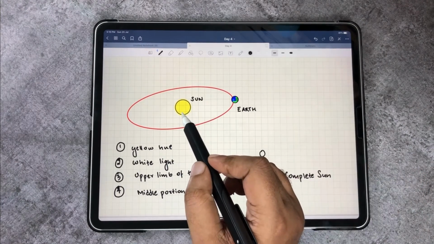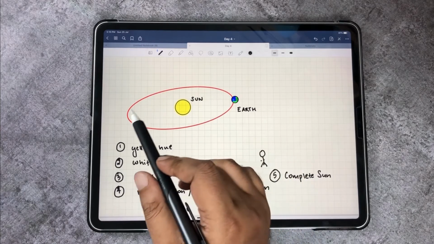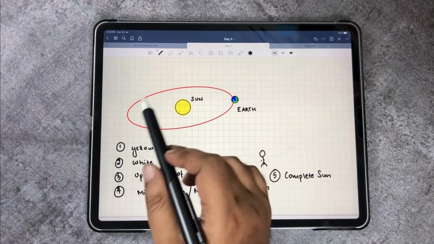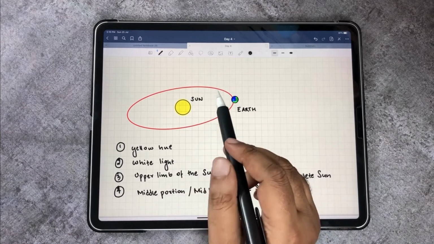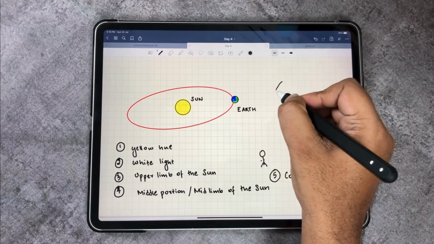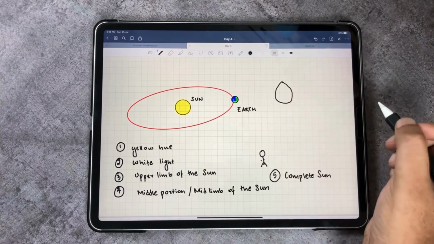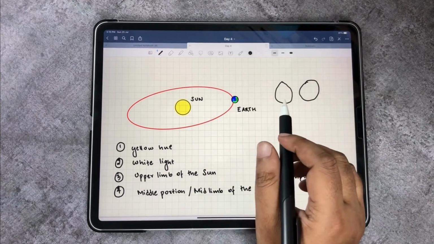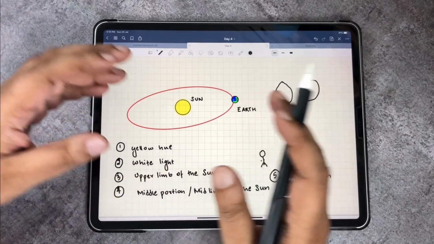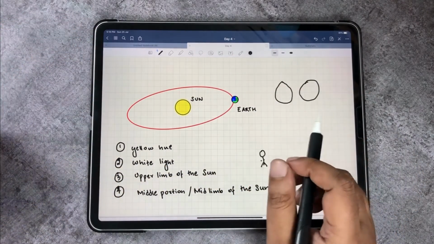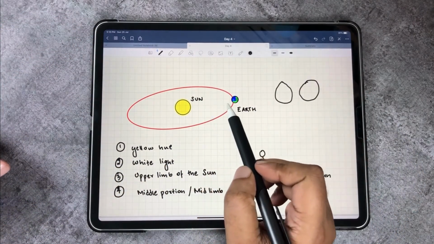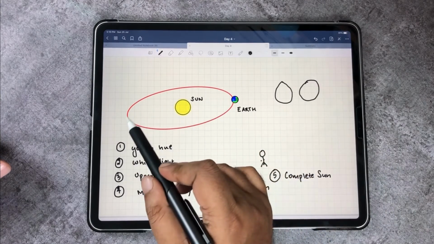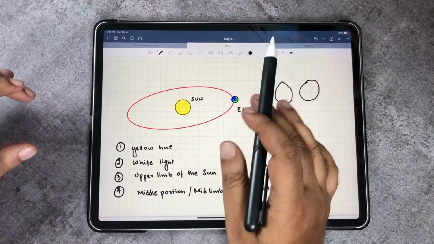See, you have the sun and you have the earth revolving around the sun. Now this orbit is called an elliptical orbit. It is not the shape of an egg like this, nor is it a complete circle. It is more or less like an elongated circle like this. So the sunrise and sunset would vary according to the revolution of the earth around this elongated circle.